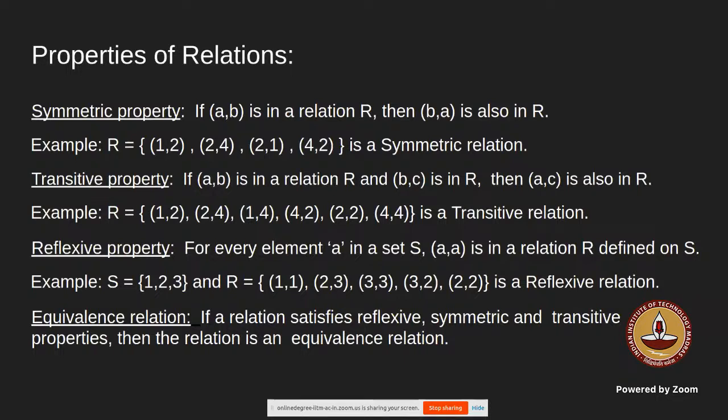So let's see the example. (1, 2) is there. (2, 4) is there. So if I consider 1 as A, 2 as B and 4 as C, then what element should be there to make it transitive?